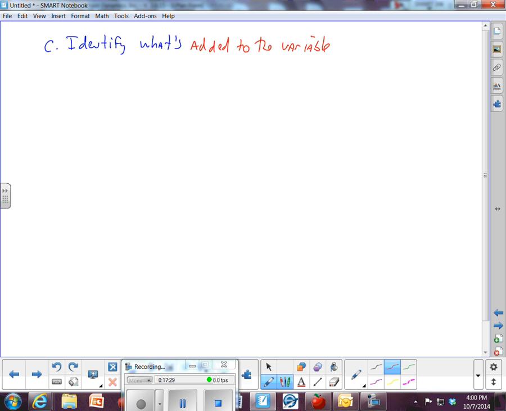So I'm going to show you some equations, and I want us to just simply figure out what is added to the variable. Now this will always be on the same side as the variable. So I'm going to go through a progression here of some looks. So number 1, let's suppose we had this: x plus 7 equals 15. Now remember, we want to isolate the variable. So what is added to the variable? Well, the 7 is. The 7 is added to the variable.